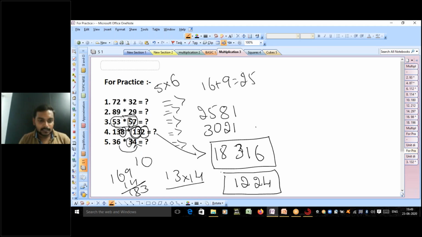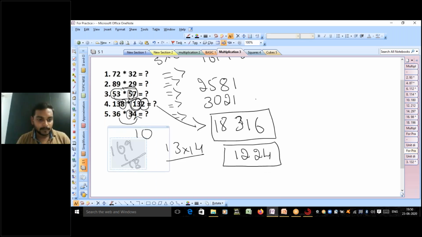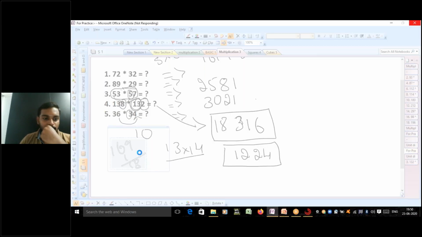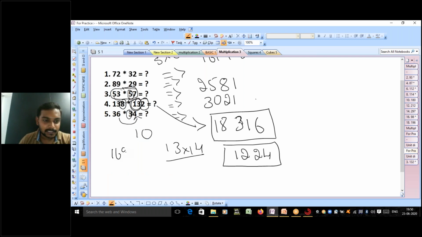Sorry. 13 plus 13, right? Sorry. It is 182. Sorry, it is equal to 182. Just give me a minute. Here 169 plus 13, it is 182. So answer is 18216. It's not 183, it's 18216.